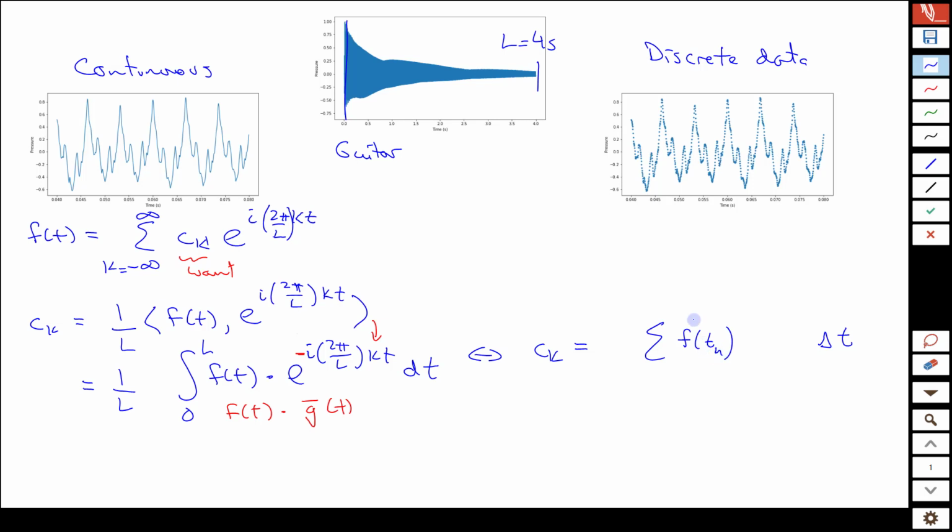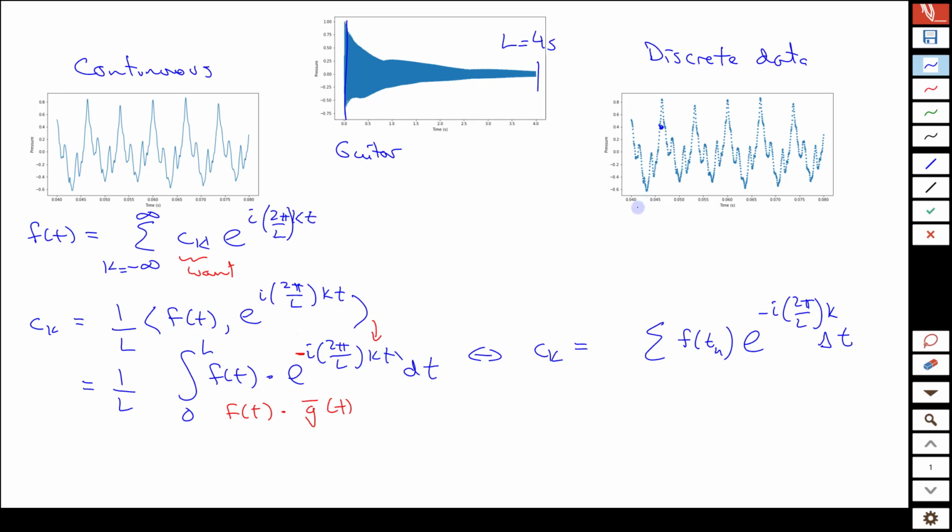So we're going to take the function at a specific point that is measured in our data set. And then we're going to multiply that by e to the negative i. Nothing changes in the integral, remember? It's just being careful about what you mean by all these terms. In particular, we need the k still.